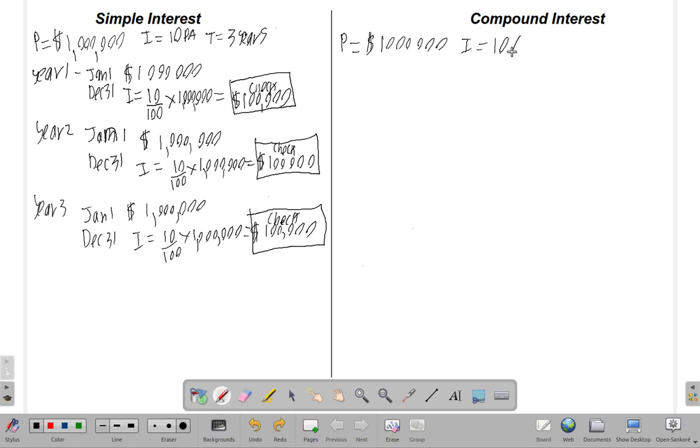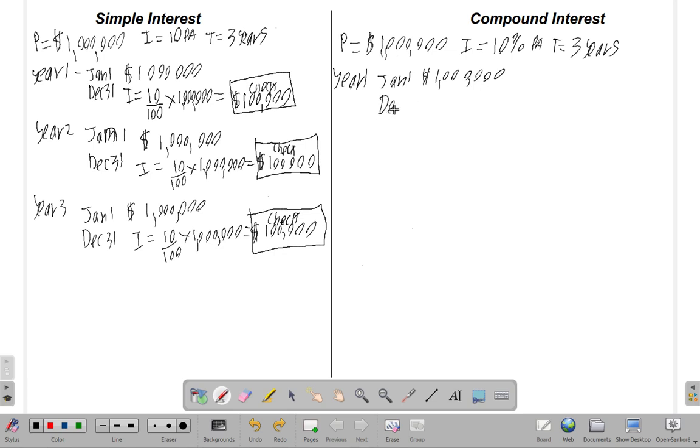Interest is 10% per annum, and the time that you intend to make the investment is 3 years. So let's see, year 1. Let's say on January 1 you put in the $1 million.